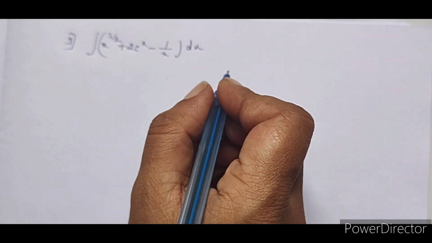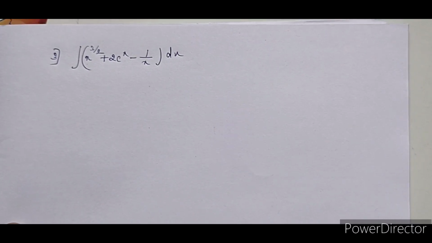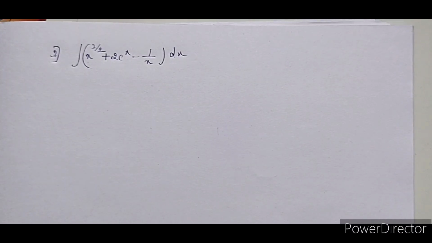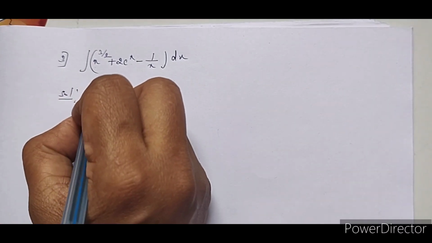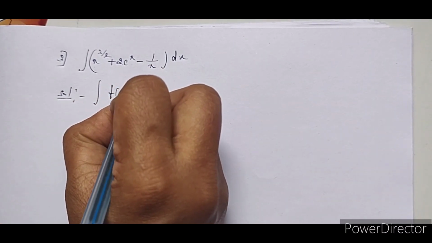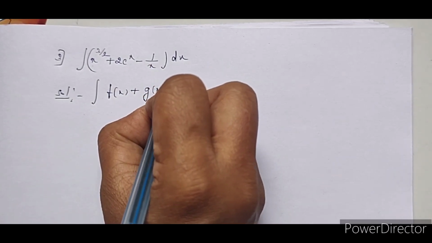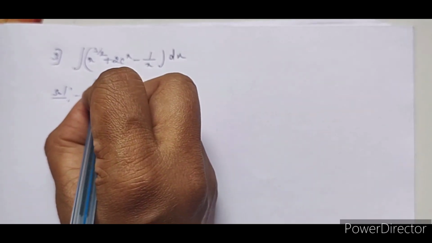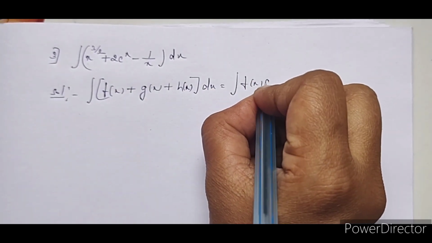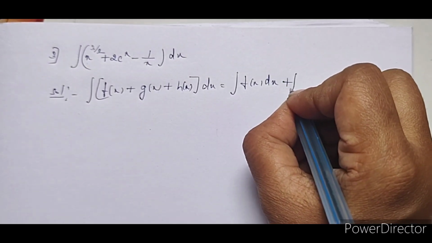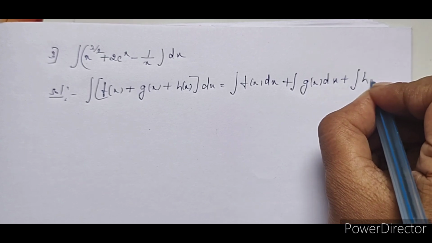Now we shall solve the third problem, that is integration of x to the power of 3 by 2 plus 2 into e to the power of x minus 1 by x dx. So first we know that we have the standard rule of integration: integration of f of x plus g of x plus h of x dx is the integration of the first function plus the integration of the second function plus the integration of the third function.